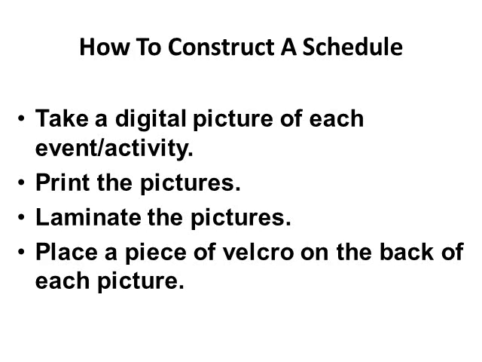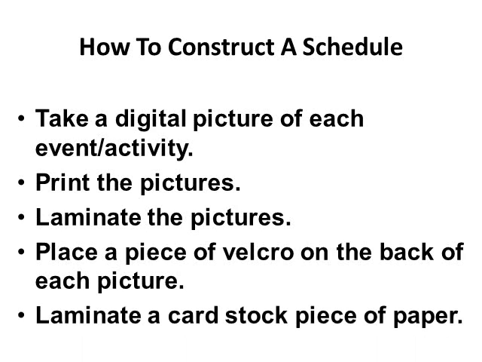But you're going to take a picture that represents your activities, print them out, laminate them, put a piece of Velcro on the back of each picture, and then you're going to want to laminate a cardstock piece of paper, an 8.5 by 11 piece of paper, the thicker, more sturdier kind of cardstock type paper. Laminate one of those.